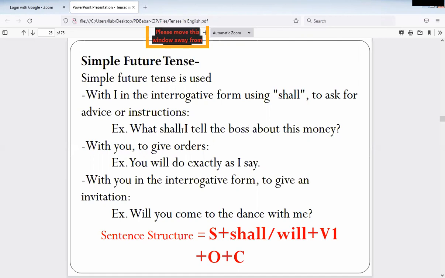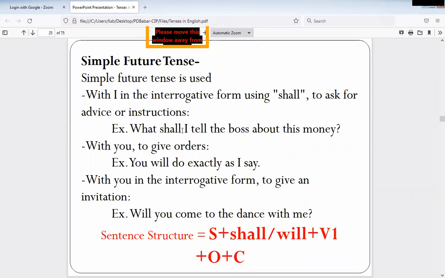Okay, we use shall after I, or it may be interrogative indicators like what, where. Okay, these are the interrogatives. So let's see it with an example.